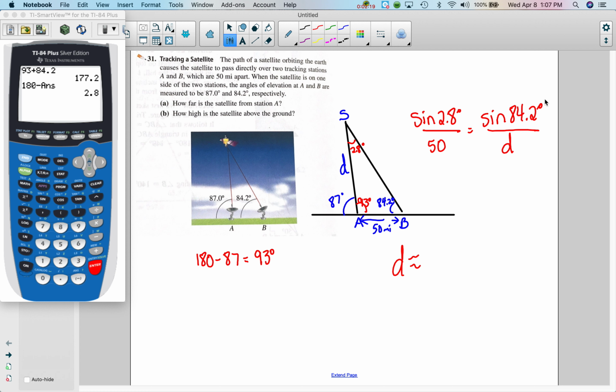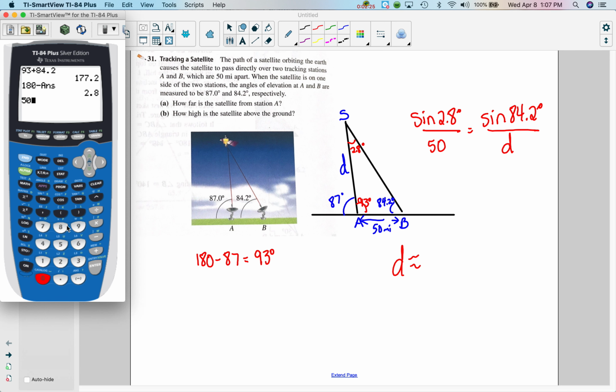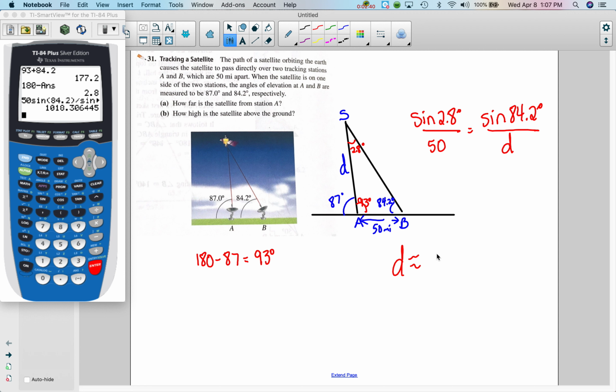I am fine with this amount of work. Like if you just show me the proportion and then use your calculator to work it out, that's fine with me. That's enough work. Well, with a picture and all that. I mean, you don't have to go through and show me all the steps of solving the equation. So we get approximately 1018.3, and that is miles. So that's the distance from that satellite.